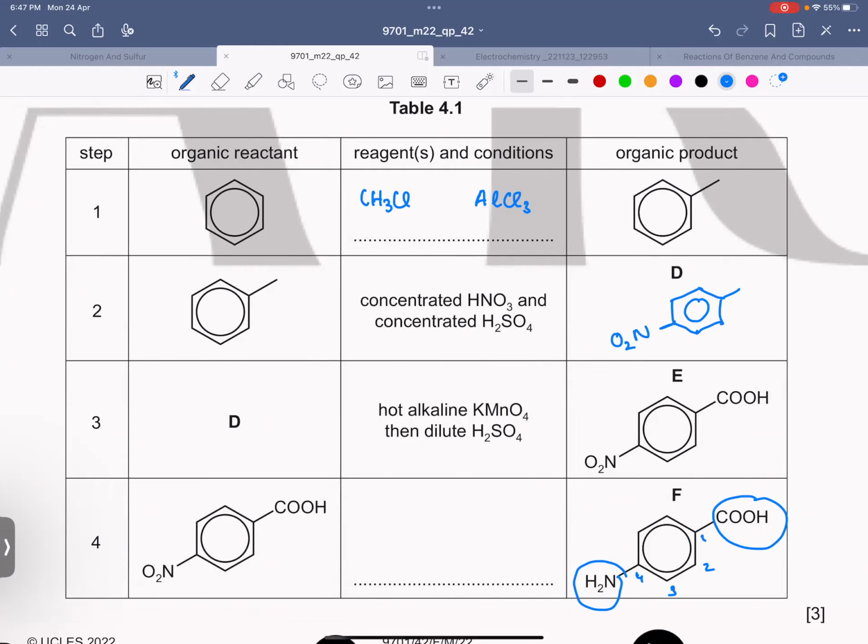Now in step 4, this NO2 is converting into NH2, which is a reduction. For this reduction, there are very specific reagents that we use: tin and concentrated HCl and heat.